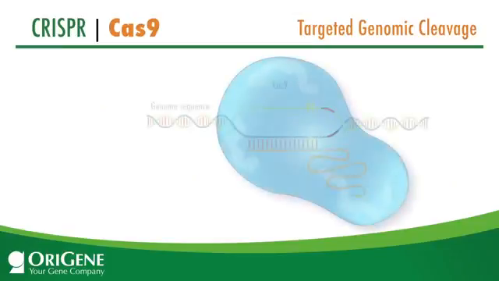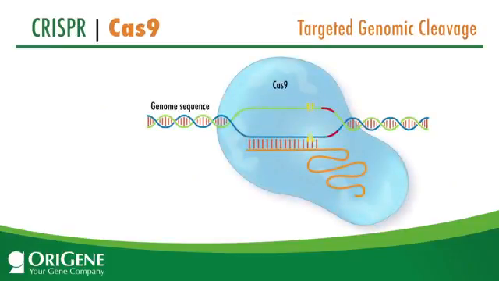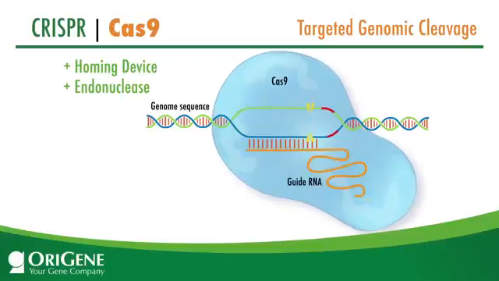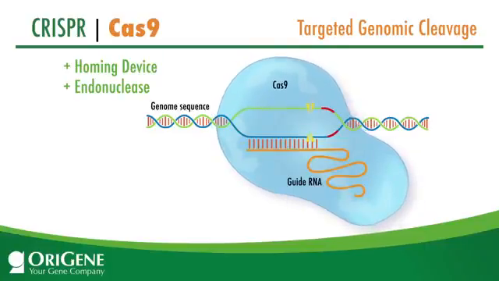Targeted genomic cleavage requires two key elements: a homing device and an endonuclease. In the CRISPR-Cas platform, the homing device is guide RNA, or gRNA, and Cas9 is the enzyme introducing the double-stranded cleavage. The gRNA contains a 20-nucleotide sequence linked to a tracer RNA scaffold. The targeting sequence is immediately upstream of a protospacer adjacent motif, or PAM. This is sufficient to direct the Cas9 nuclease to the complementary site in the genome and create a double-stranded break.